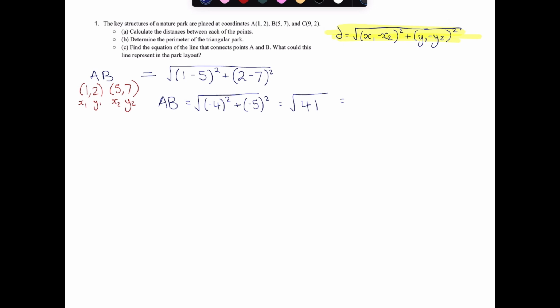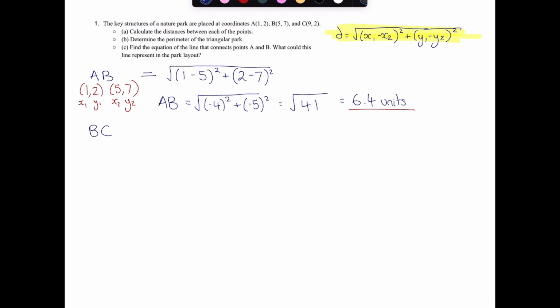As a decimal, you will want to pop this into your calculator. And if it comes up with a fraction or a third, you just want to hit that S to D button. Okay, and you should find that it is 6.4 units as a decimal. Okay, so that's the first one done. Then I'm going to do B to C.